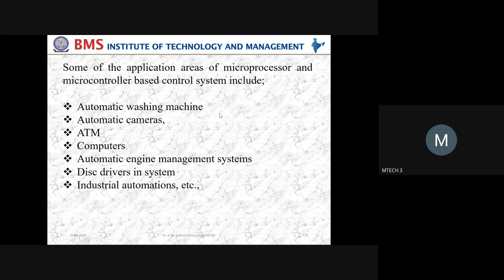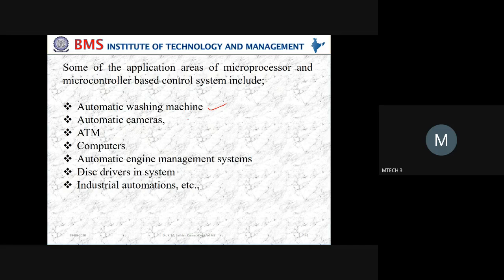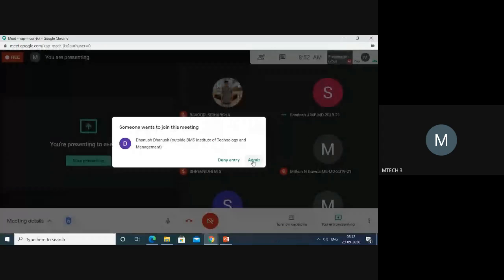automatic washing machine, automatic cameras, ATM, computers, engine management system, disk drives, industrial automation. Now these are all the controllers that we are going to use. Right. Now we will try to understand what all these controllers are with respect to this.